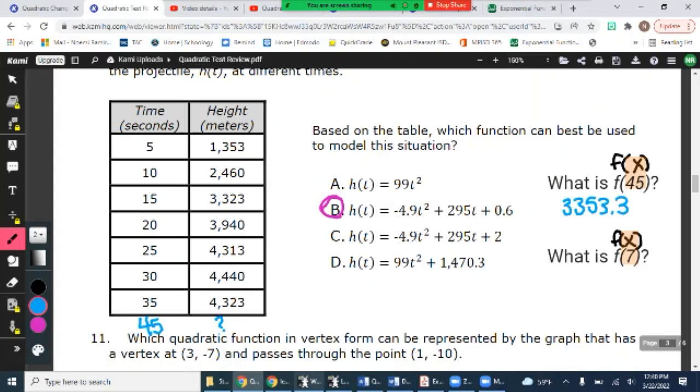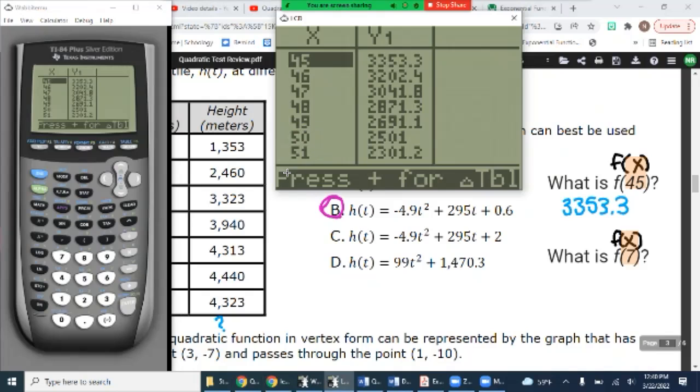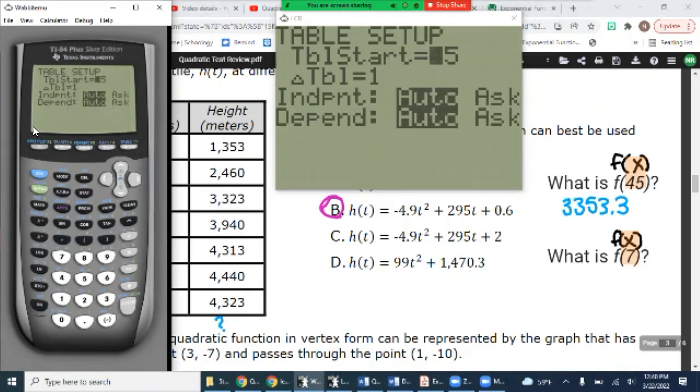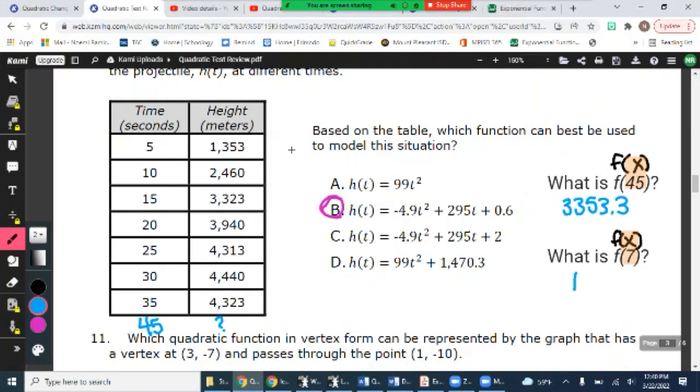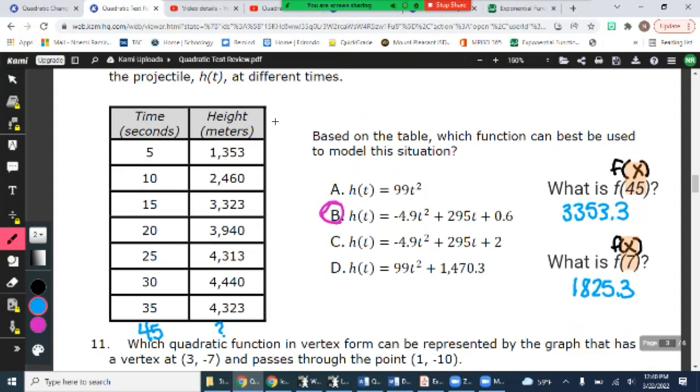3353.3. So if I give you an X value of 7, what would the Y value be? It would be 1,825.3. And this is a Y value. The 7 is seconds. Y value, the height, is 1,825.3 meters. Okay.